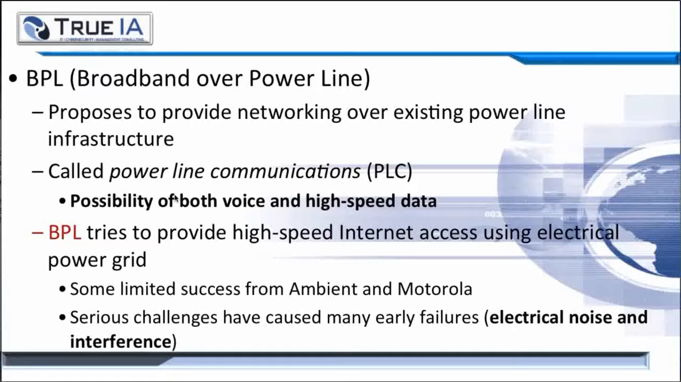Next, and it hasn't caught on quite yet, but it's coming, though there are some issues with it, is broadband over power line. It's proposed to provide network over the existing power line infrastructure. This is called power line communications. It boasts the possibility of being able to service both voice and high-speed data. The problem really has been the challenge of getting the electrical noise and interference off the line.